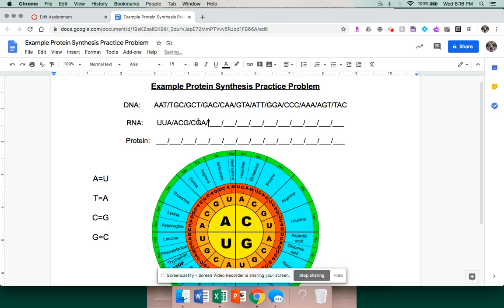As I go, I'm just double checking that I only have 3 nucleotides in each one. I'm making sure that I'm filling out the correct one. If you're not sure, you could highlight the one that you're on to keep track of where you are. It'll take a minute, but it's not too hard to do this part.